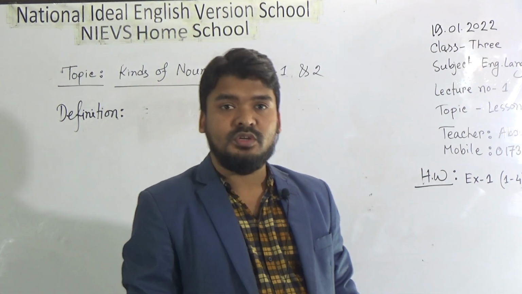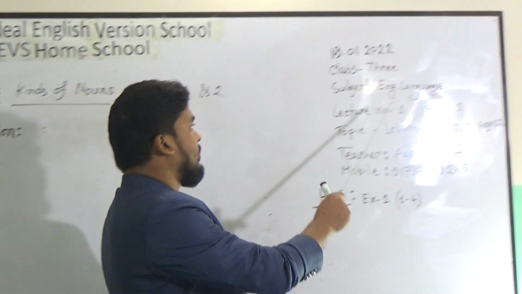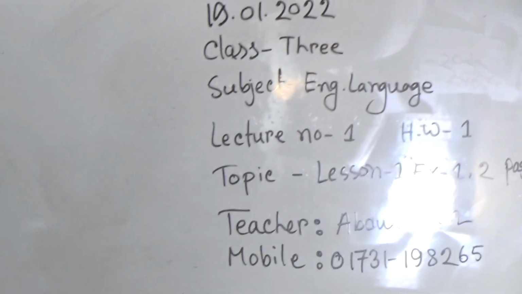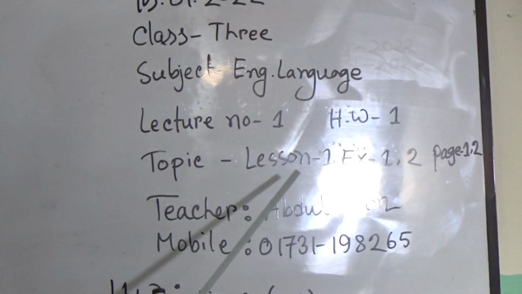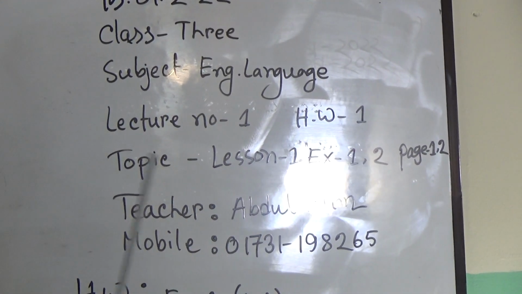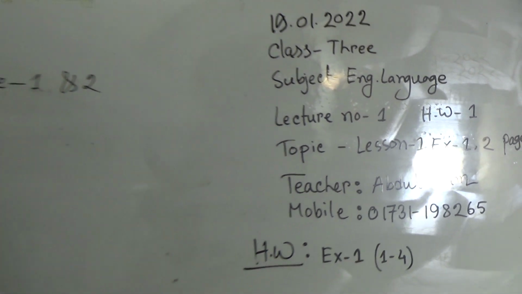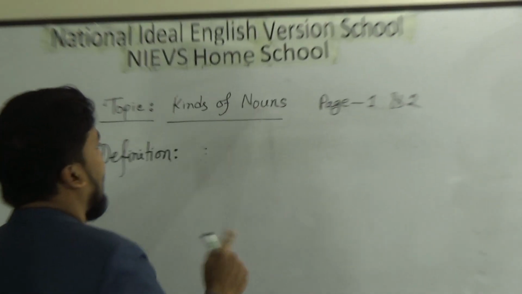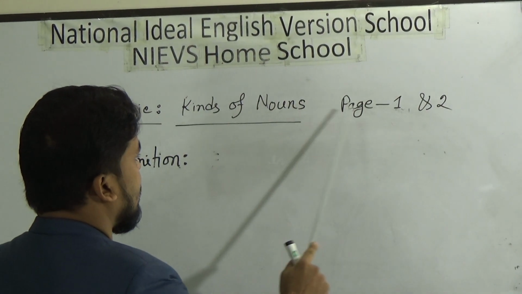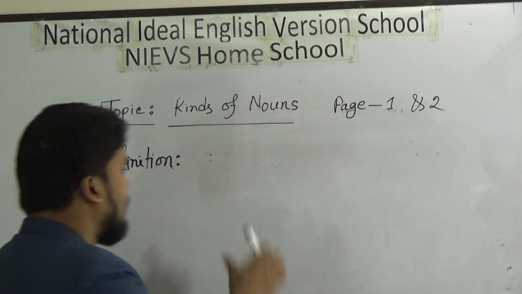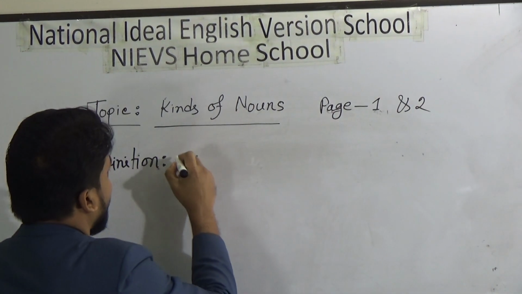Today, I am going to conduct an English language class for the students of class 3. Today's topic is Lesson 1, Exercise 1 and 2. Okay, come to the point. Topic: kinds of noun. First of all, we have to know the definition of noun.